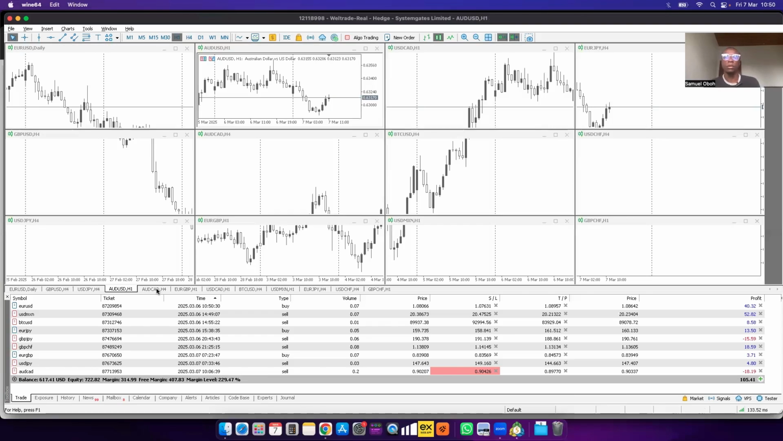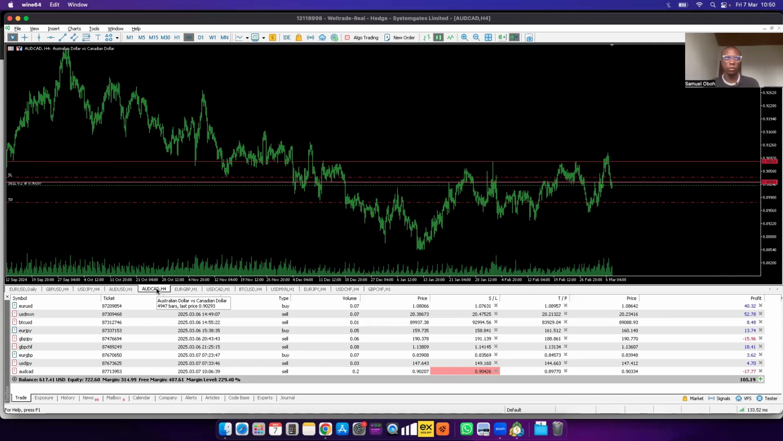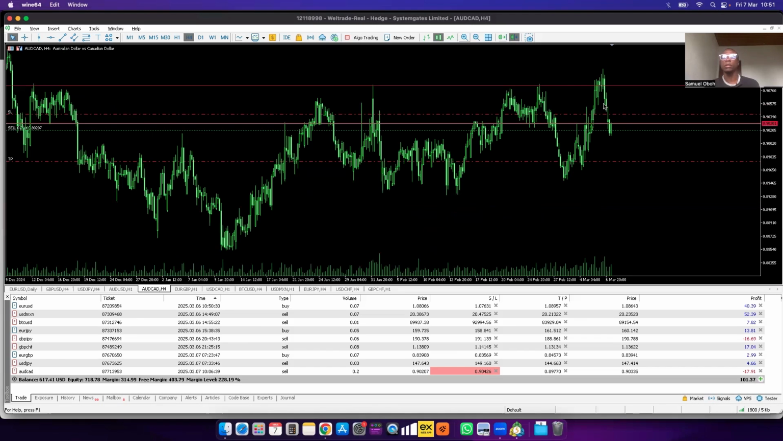I don't have a trade open on AUD. Actually, I do have a trade open. I opened this one this morning. I opened a sell here. Why? Because I think it has exhausted its up run and it's coming from here downwards. Let me zoom in. It's coming from here and running downwards.